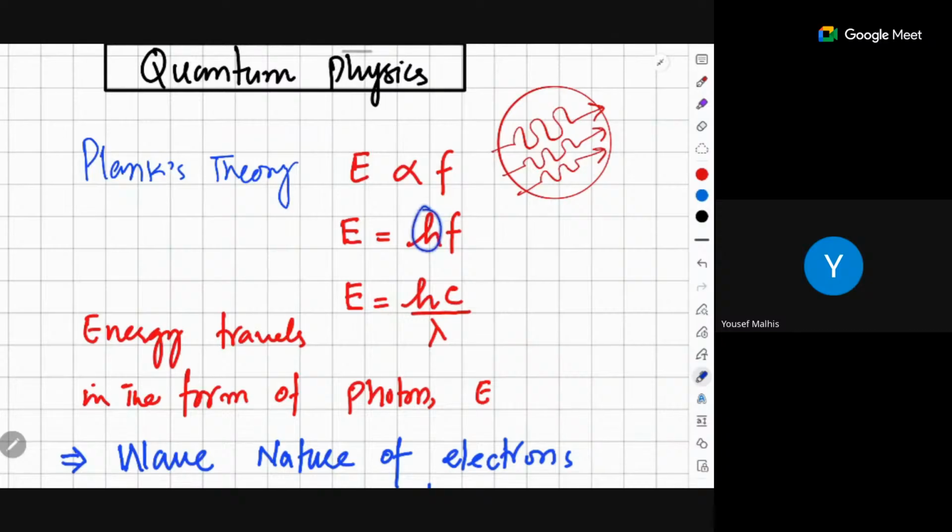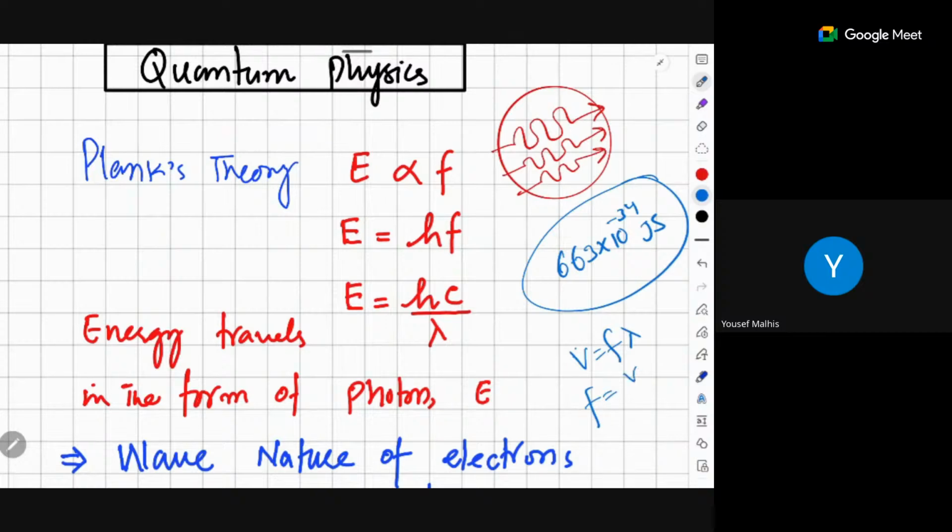Now this h is Planck's constant, and its value is 6.63 times 10 raised to the power minus 34 joule-seconds. This is the value of Planck's constant. One more thing here: I have replaced v equals f lambda, which is the main wave equation. From here, frequency is v by lambda, and this v is basically the speed of electromagnetic waves, which is why I considered it c by lambda. So is there any confusion in this equation?